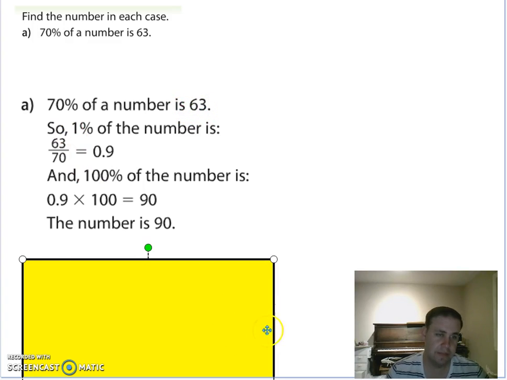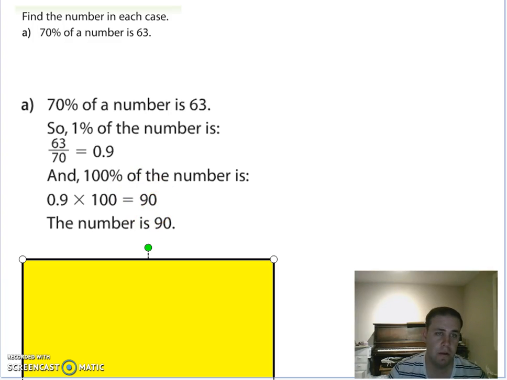Okay, so 70% of the number is 63. You're going to take the number 63 and divide it by the percentage to get out what 1% would equal. And then we can multiply that 1% by 100 to figure out what 100% would equal. So it would be 90 overall.